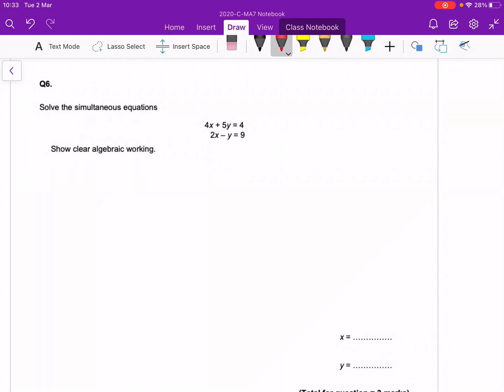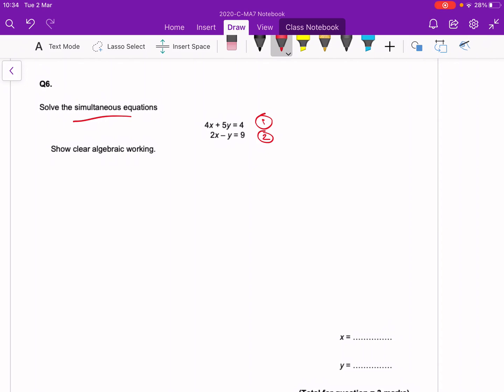Okay, question number 6. So simultaneous equations, it's got x's and y's. So I need to label up the two equations. This one is number 1, that one is number 2. As you can see, the numbers in front of the x's are 4 and 2, and the numbers in front of the y's are 5 and 1. Now I must make them the same either for the x's or for the y's. So in this case I'm going to make them the same for the x's.